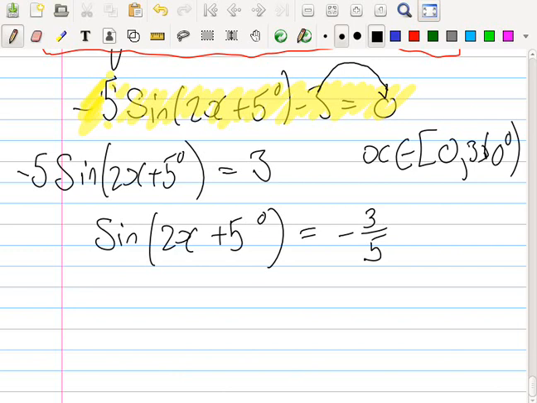So that's the first step. There's 4 steps here. Well, it's near the end of the first step. What we do now is we put the sine inverse in on our calculator. So we have 2x plus 5 degrees equals. So can somebody please do sine inverse minus 3 over 5 and give it to me to 1 decimal place? What do you get? Minus 36 point.